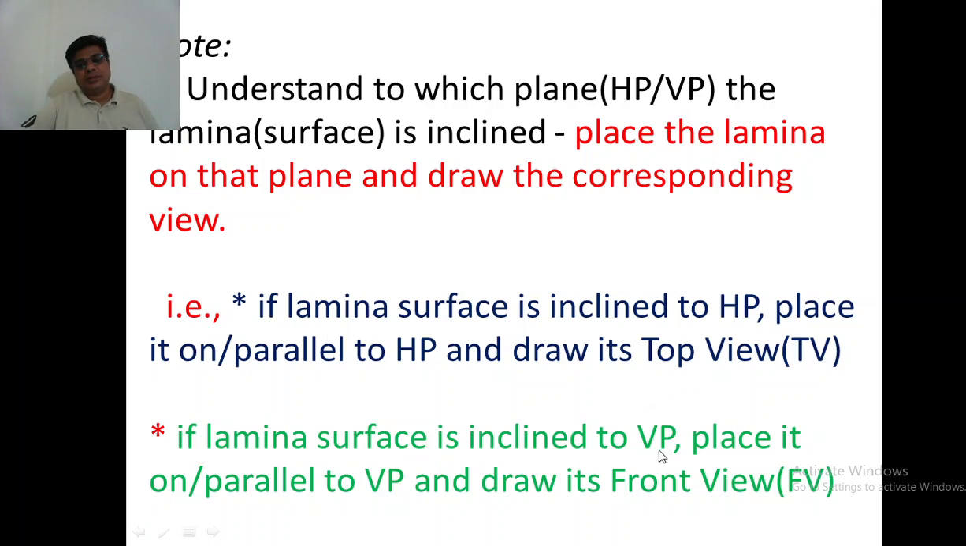If the lamina surface is inclined to VP, you keep it in VP or parallel to VP. Whenever the plane or object is parallel to VP, the true shape and size you can see in the front view. So first you draw the front view whenever the surface is inclined to VP. In the previous sessions we have solved some problems where the lamina was inclined to HP. In this session we will discuss some problems where the lamina is inclined to VP.